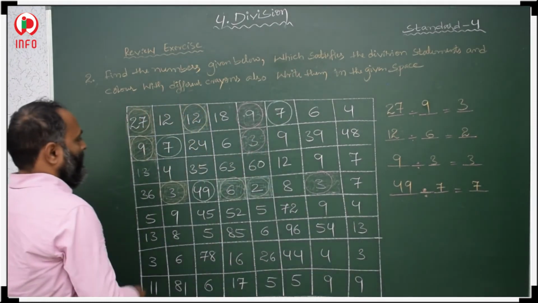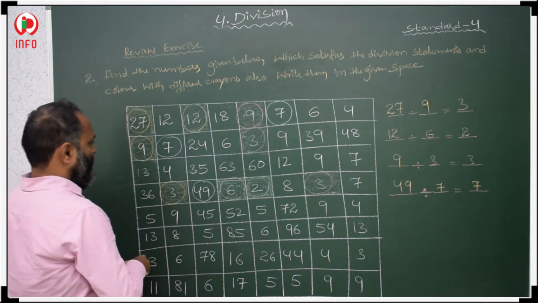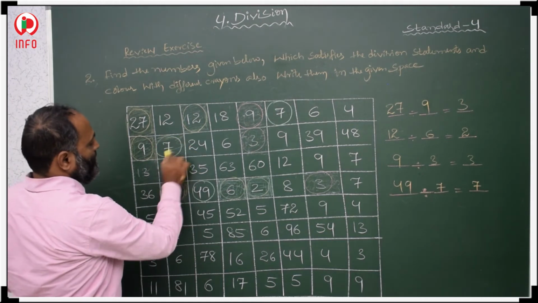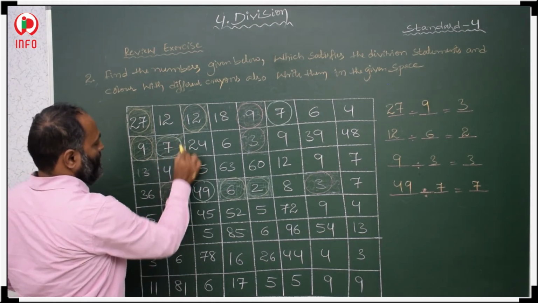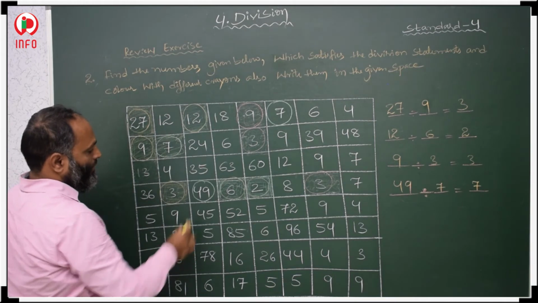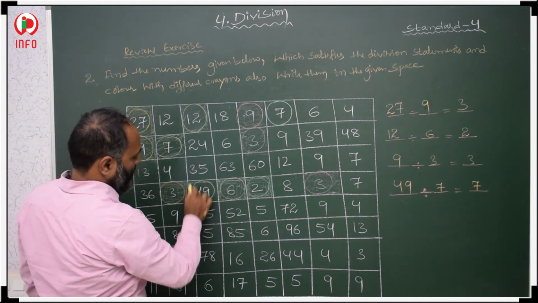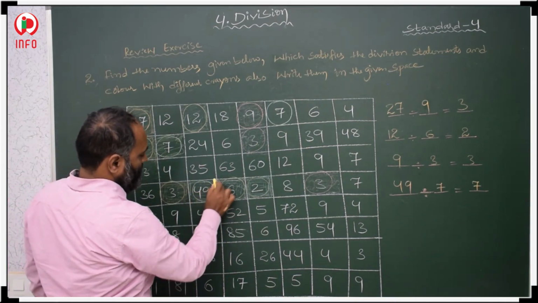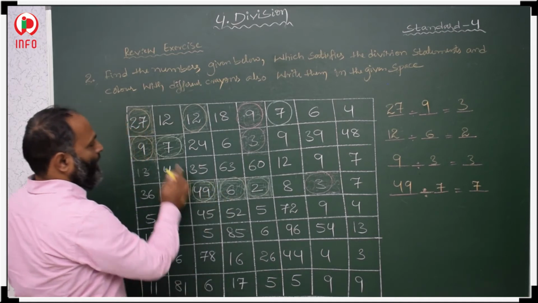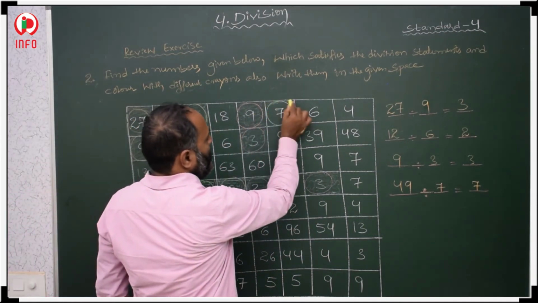So now cover this one. Which one? 7. So divide 49 divided by 7. 49 divided by 7 is equal to 7.